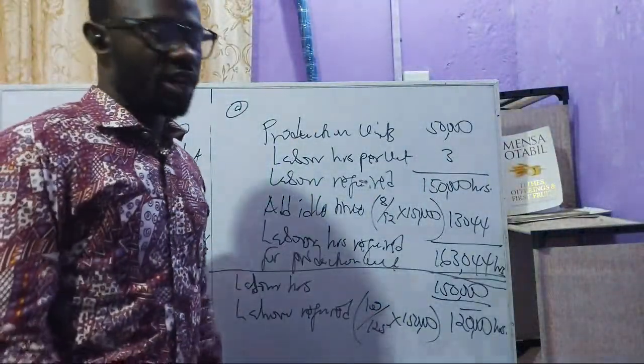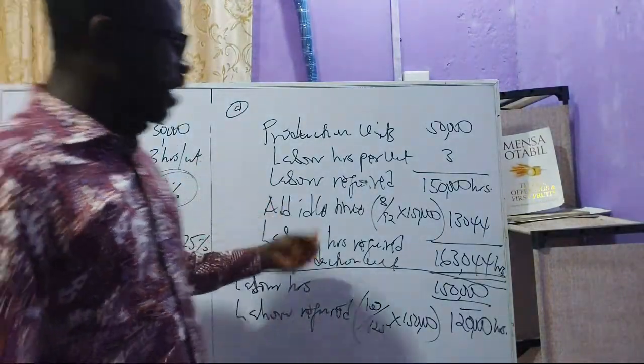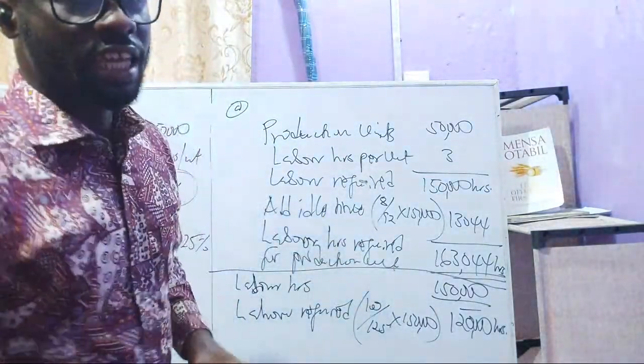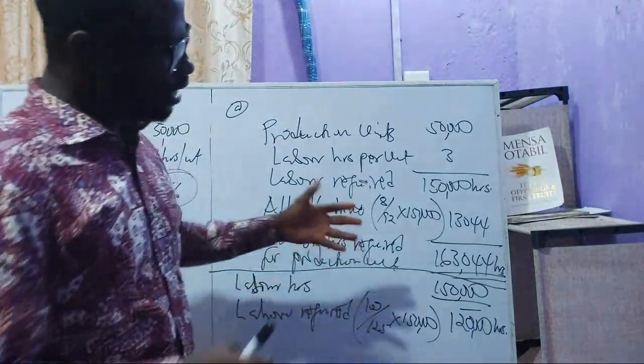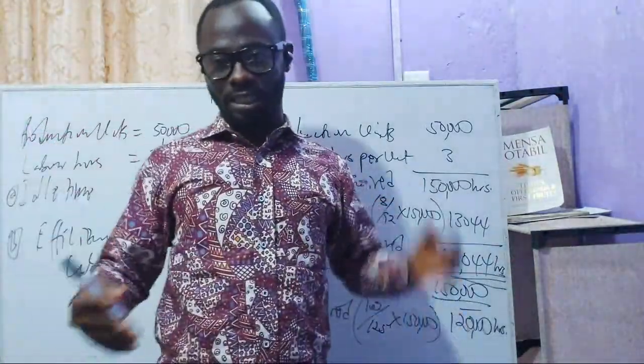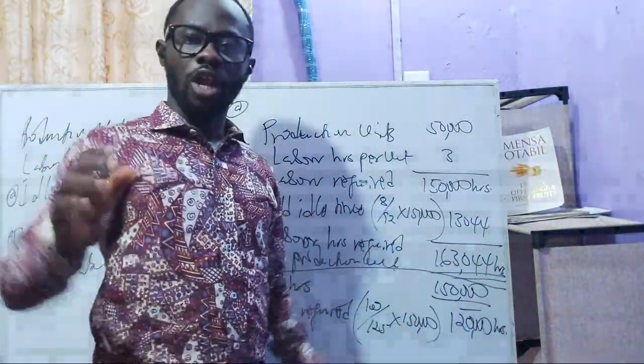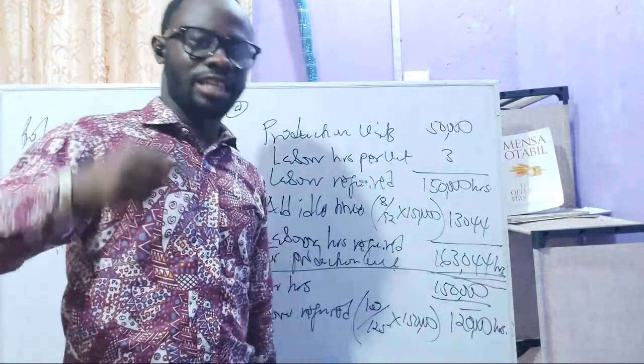So let's move on with the discussion. Now that we've calculated the labor hours budget, the second thing we have to look at is, what is the cost of this? So that takes us to the labor cost budget. Now the labor cost budget is simple. Once we get the labor hours required, we multiply it by the rate per hour.